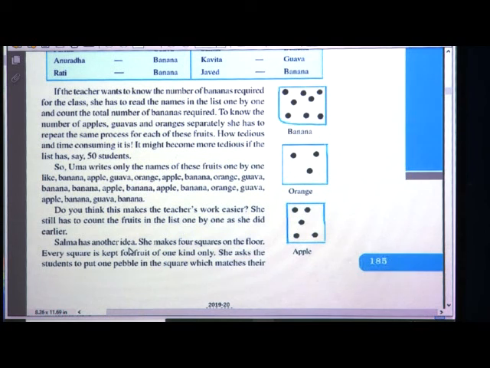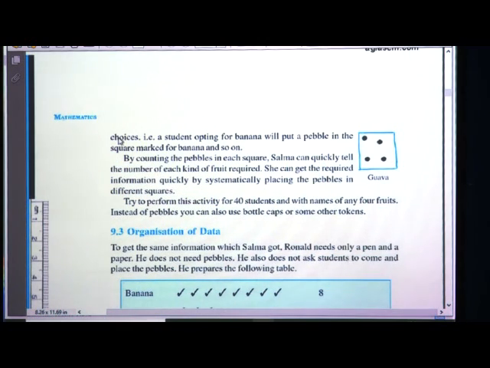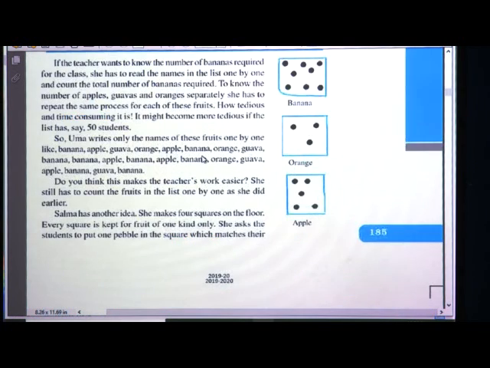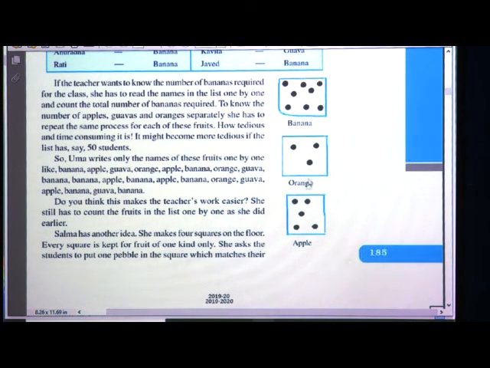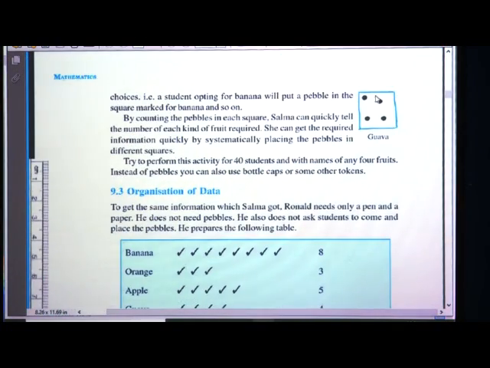Salma has another idea. She makes 4 squares on the floor. Every square is kept for fruit of one kind only. She asked the students to put one pebble in the square which matches their choice. A student opting for banana will put a pebble in the square marked for banana. Four squares are made: for banana 1 square, for orange 1 square, for apple and for guava.